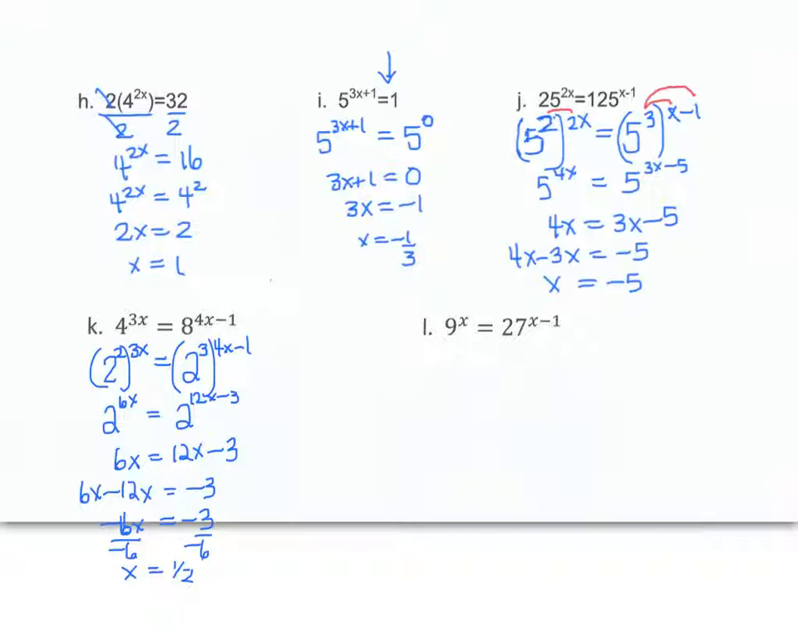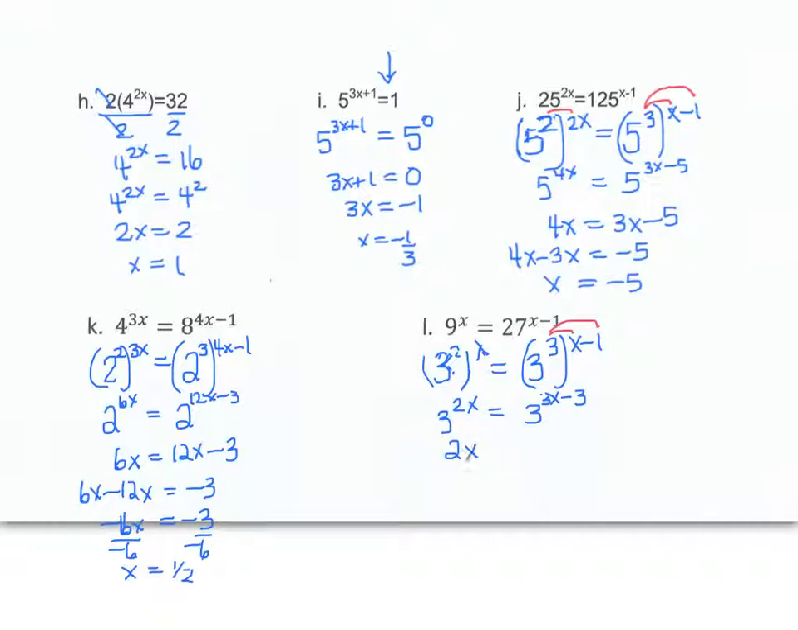And in the last one, the common base for both of these numbers would be 3. So I can write 9 as 3 squared to the x. And 27 I can write as 3 cubed to the x minus 1. Simplify the exponents, so we'll have 3 to the 2x and 3 to the 3x minus 3. When you're doing questions like this, just don't forget to multiply the 3 by both parts.